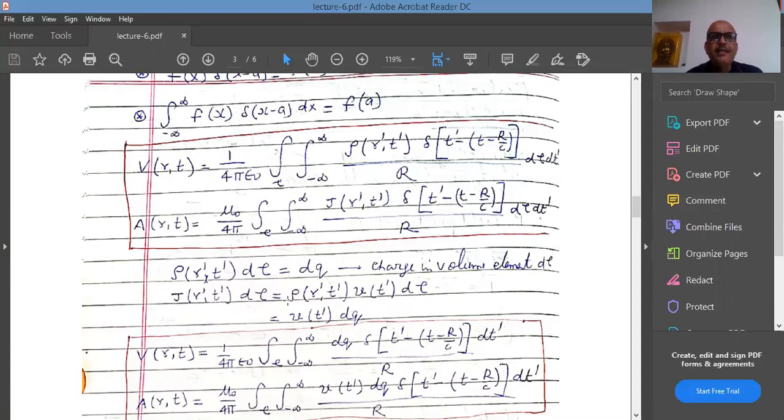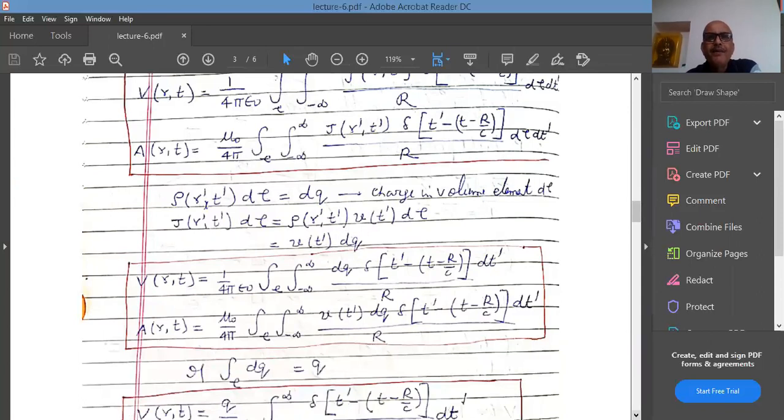Similarly, J here is equal to rho into v. The current density is defined as the product of volume charge density and the velocity. So J into d tau becomes rho at the same time and position, multiplied by v, the velocity of the charge at the same time t dash, and d tau. Rho and d tau together will give us again the charge contained by the volume element d tau. So this becomes v at t dash times dq. V at t dash is nothing but the velocity of the charge at that point when the electromagnetic signal was generated at the source point and received at the field point. So we have made use of the same thing in place of rho at r dash, t dash into d tau. The dq has been replaced.